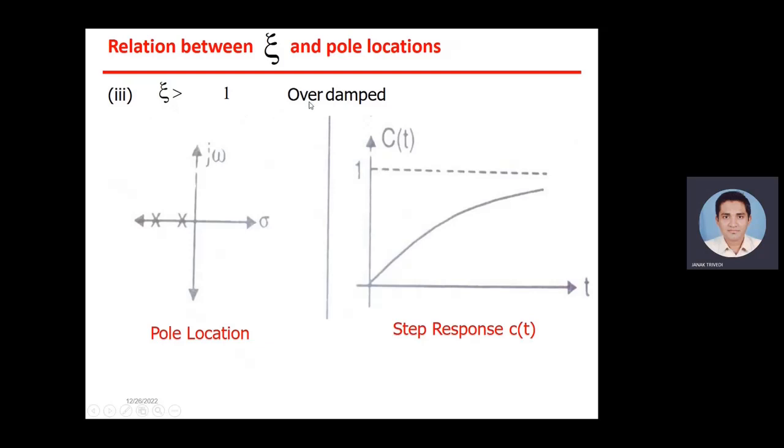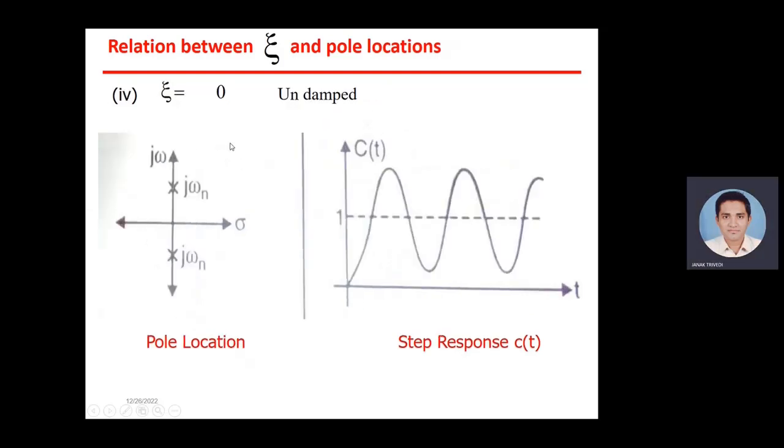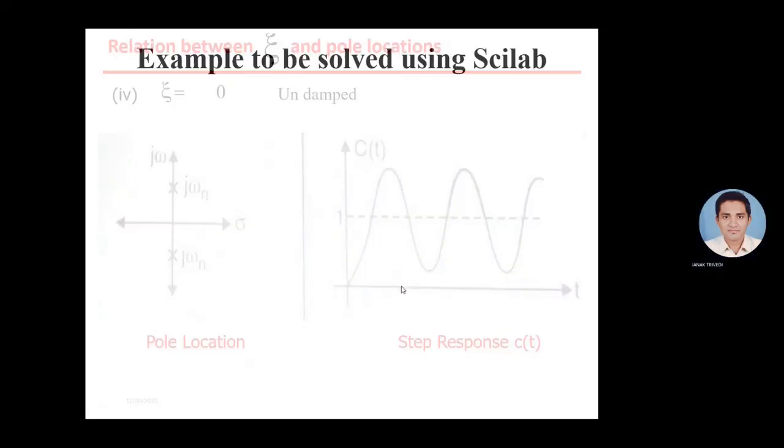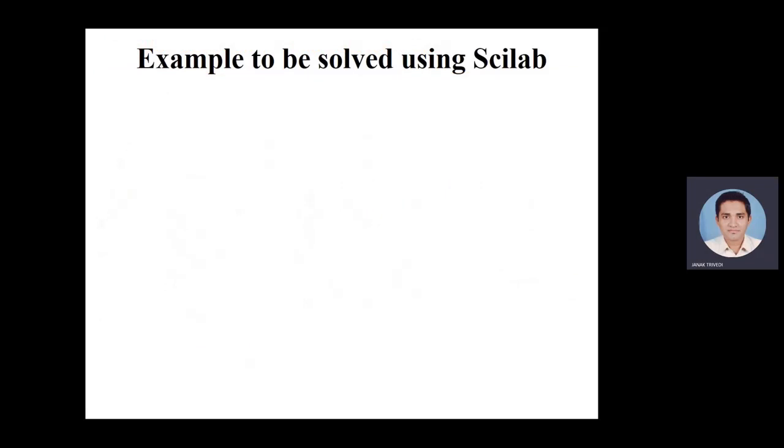Then next, zeta greater than 1. Zeta greater than 1 indicates the overdamped system, which is the pole location in the S domain, and this is the step response in the T domain. Now last, if zeta equals 0, it indicates an undamped system. In this case, the pole location is on the imaginary axis, and this is the step response in the time domain, c of t. Now we have to solve the next example with the help of Scilab.